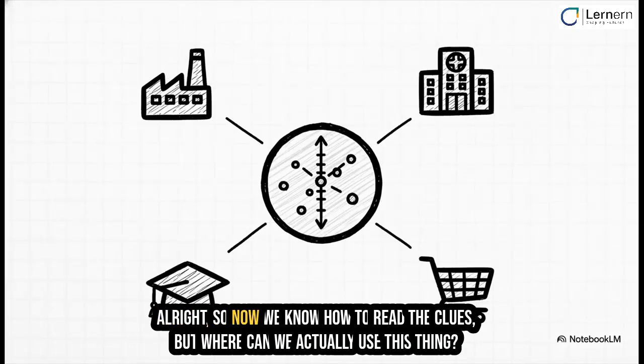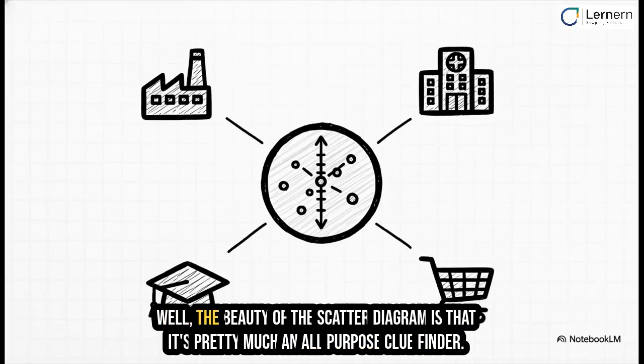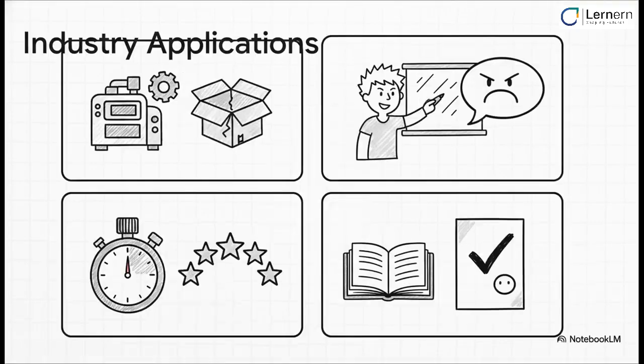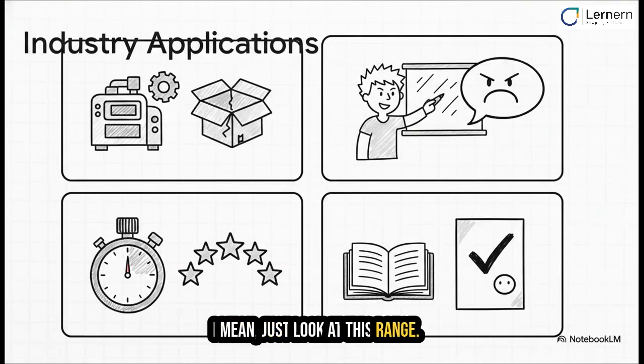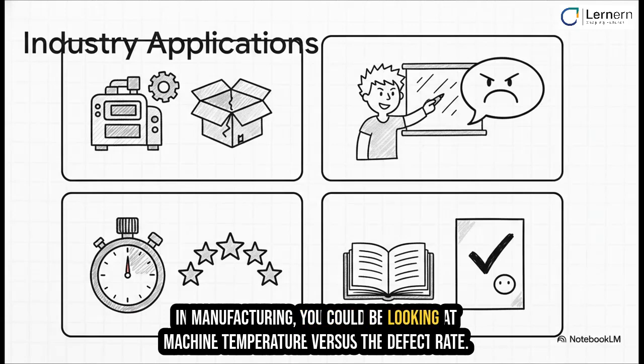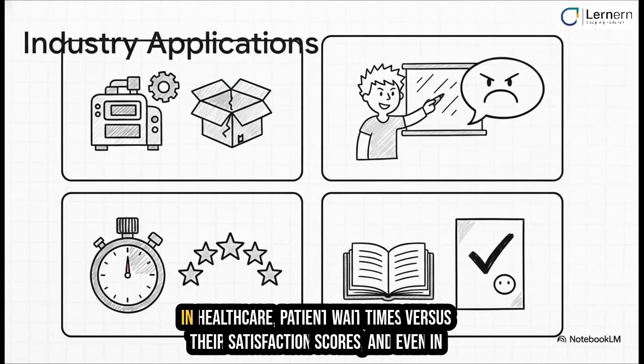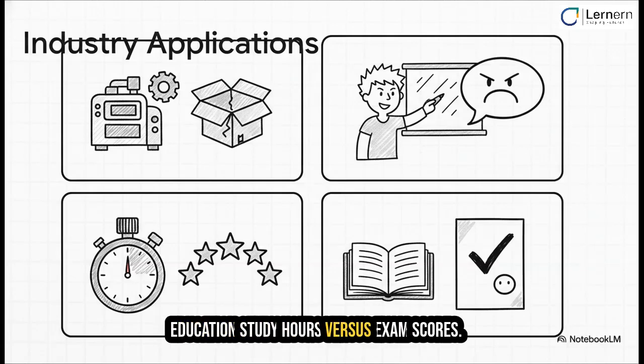All right, so now we know how to read the clues, but where can we actually use this thing? Well, the beauty of the scatter diagram is that it's pretty much an all-purpose clue finder. You can use it in tons of different fields. I mean, just look at this range. In manufacturing, you could be looking at machine temperature versus the defect rate. In the service industry, there's our original question, training hours versus customer complaints. In healthcare, patient wait times versus their satisfaction scores. And even in education, study hours versus exam scores.